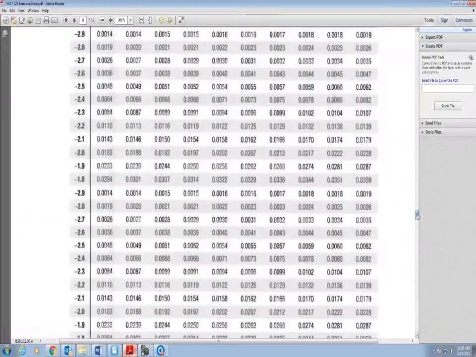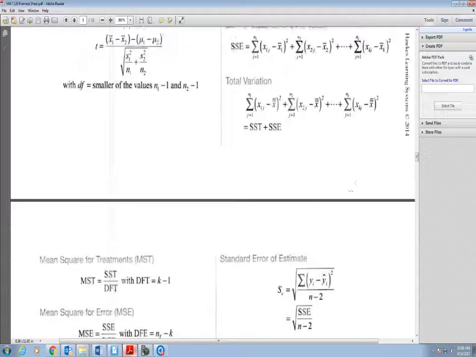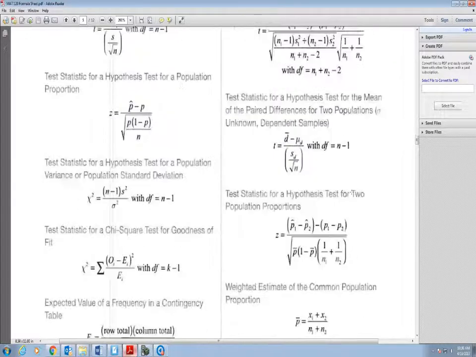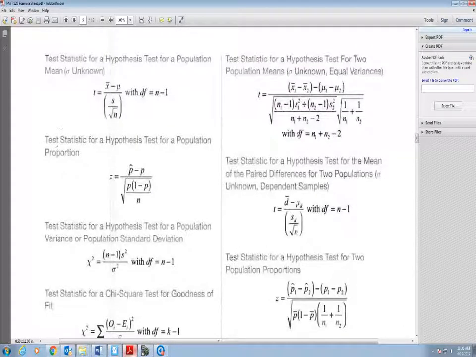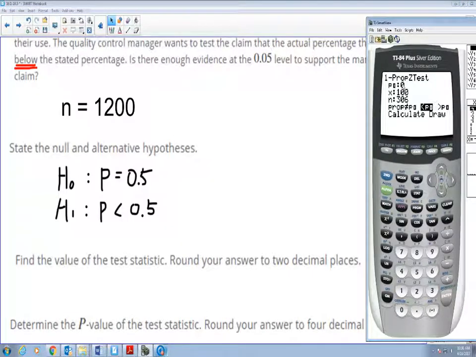If I go back to chapter 10 formulas, here is the test statistic for hypothesis for population proportion P. We're dealing with P right now because of the percentage. That tells you it will be a one proportion Z test. Let's check it out. The P I'm testing is 0.5.